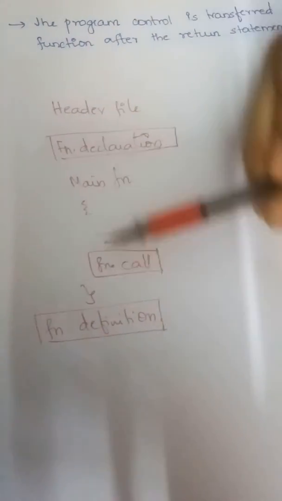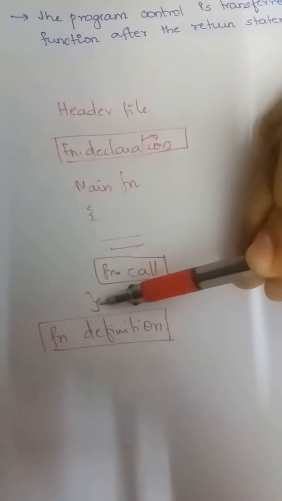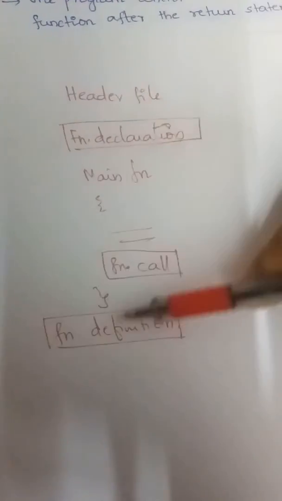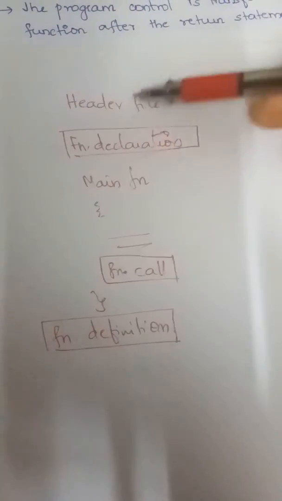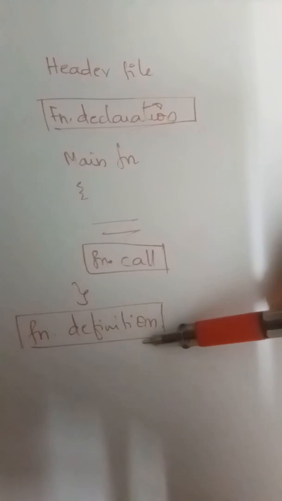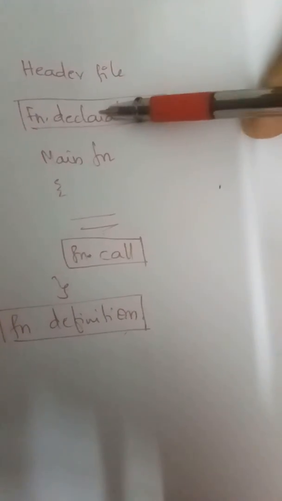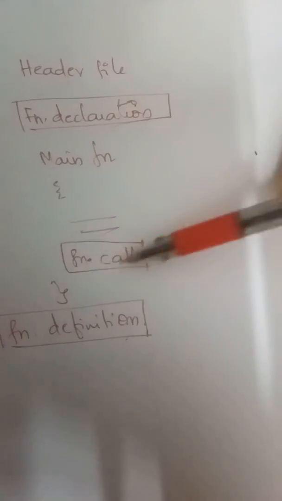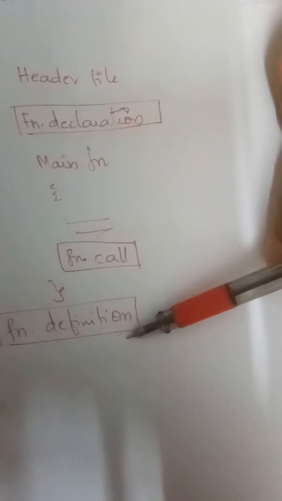Now once you open the main function, inside the main function you have to include your function call. And once you close your main function, outside the main function you have to write the function definition. This is how it should be presented in a program when you are using the concept of functions. So between the header file and the main function, you declare your function. Inside your main function, call the function, and outside you define the function.